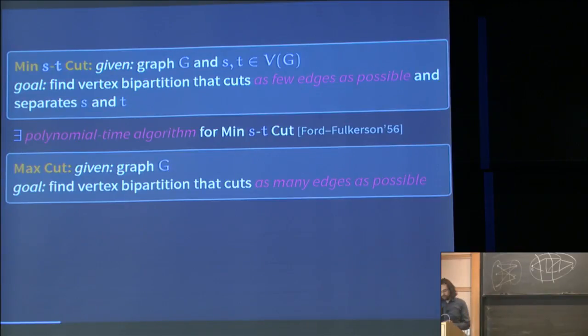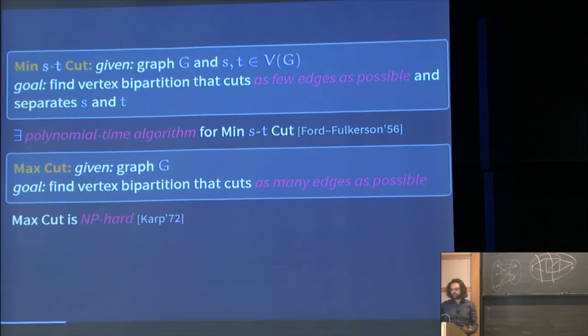So we could hope that a simple modification of the problem statement, maybe an equally simple modification to the algorithm, will give us an algorithm for max cut. Unfortunately, this turns out to be not the case, and in a very strong sense. In particular, finding a maximum cut in a graph is NP-hard. It was among the first problems that were proven to be NP-hard, by Karp in '72. So this means that, assuming the conjecture that P is different from NP, there's no polynomial time algorithm to solve it.